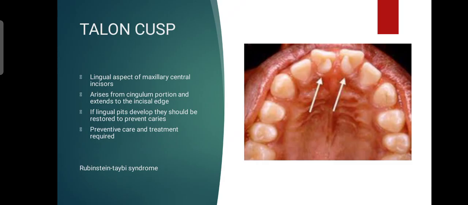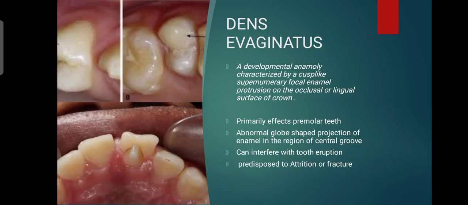Now next is talon cusp. An uncommon but clinically significant form of supernumerary cusp typically seen on the lingual aspect of the maxillary central incisor is called a talon cusp, as you can see in this picture. And dens evaginatus is seen here and here lingually, and in this B picture, the upper picture, you can see a projection, a globe-like projection, a ball-like projection.